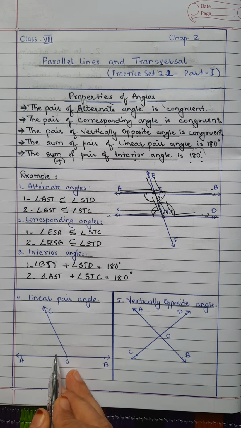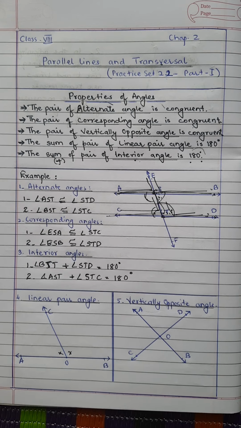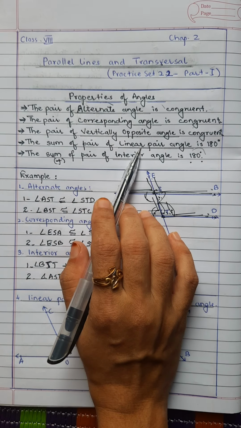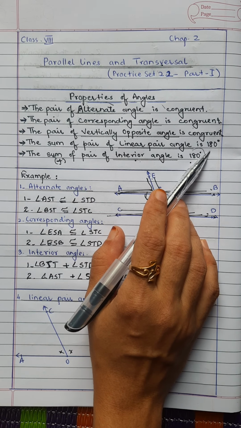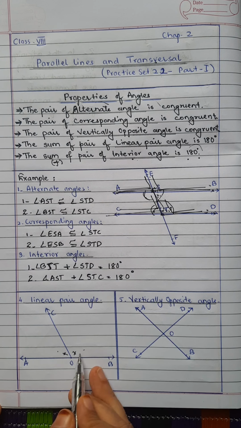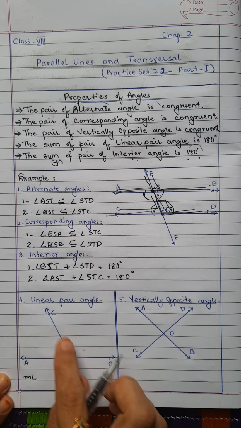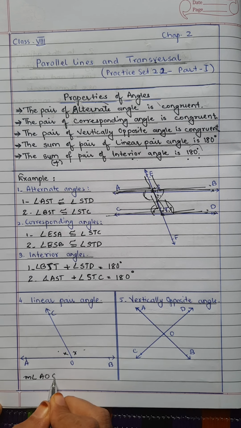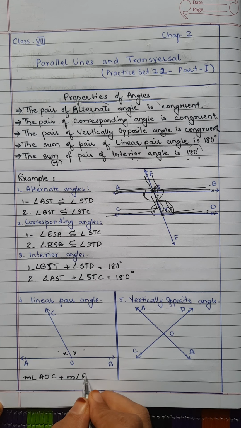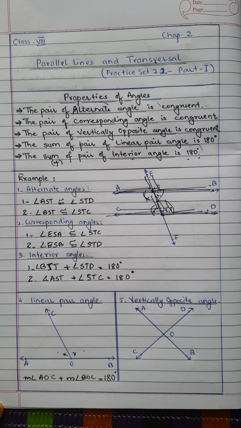The next is linear pair angle. You can see the angles formed on a line are called a linear pair, and the property says the sum of a pair of linear angles is 180. Again it is supplementary. Sum means plus. From this figure, these two are the linear pair angles. I can write measure of angle AOC plus measure of angle BOC is equal to supplementary, means 180 degrees.